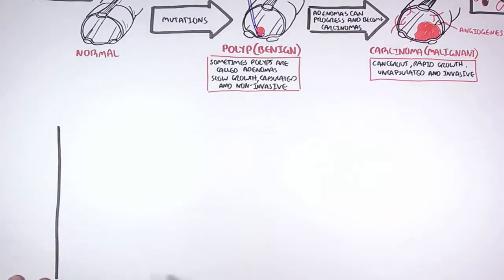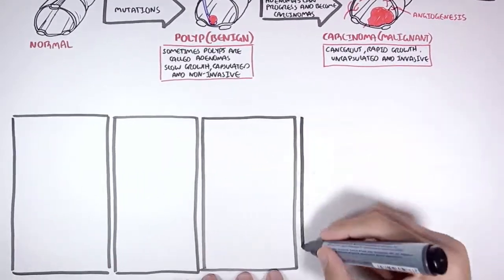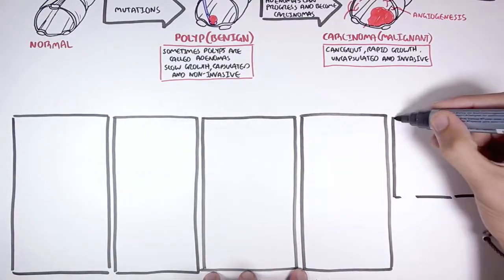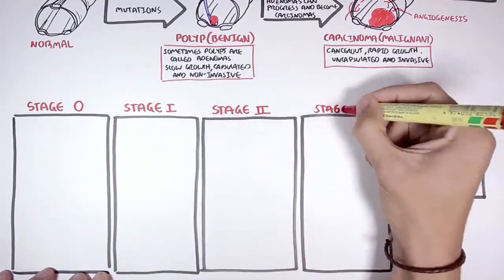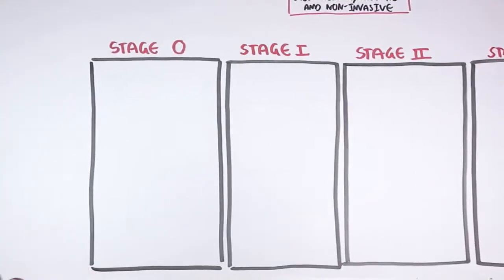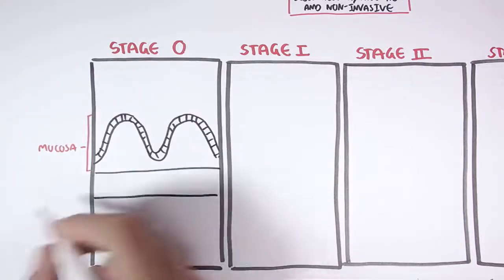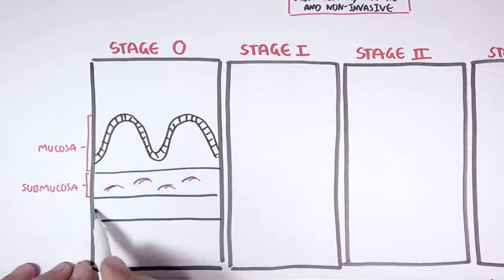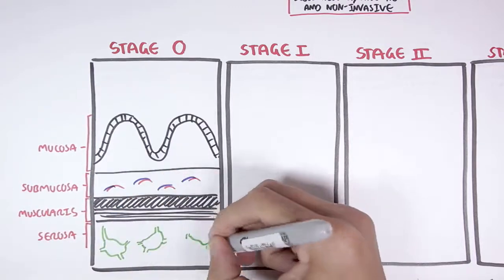Now let us look at the stages of colon cancer. Some people have different classifications of cancer and colon cancer. This is one of them. Now there are 5 stages in total. Briefly looking at an anatomical layer of the colon, from the top we have the mucosa, the submucosa, the muscularis, and serosa. We can also find lymph nodes following these layers.